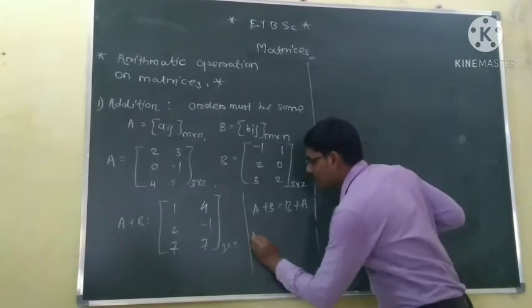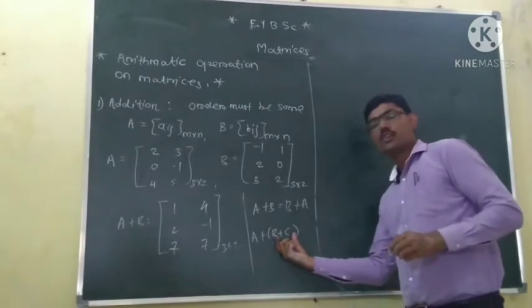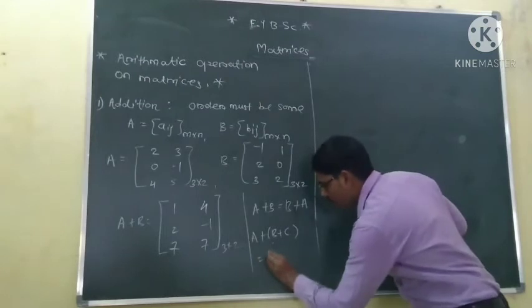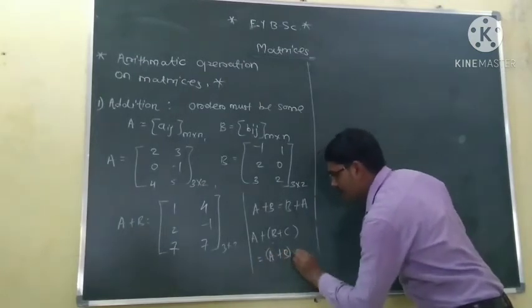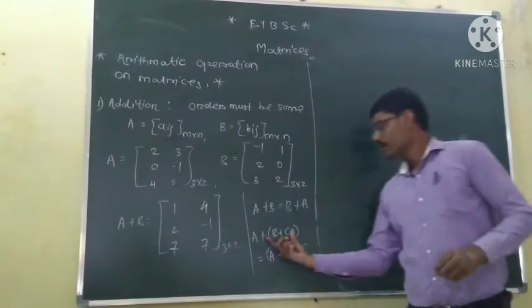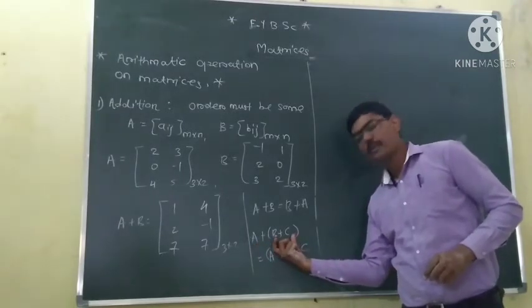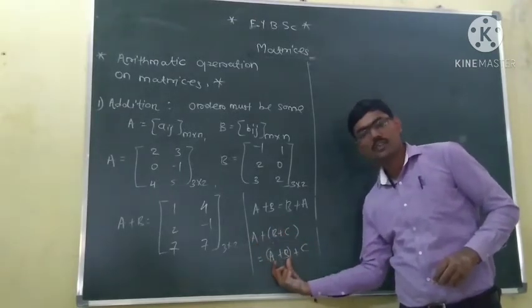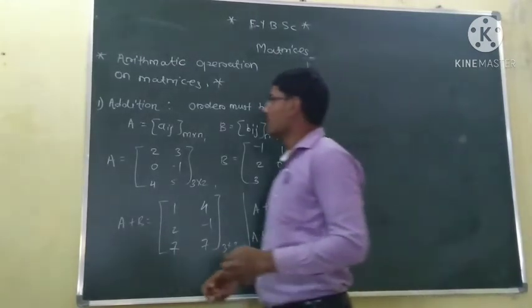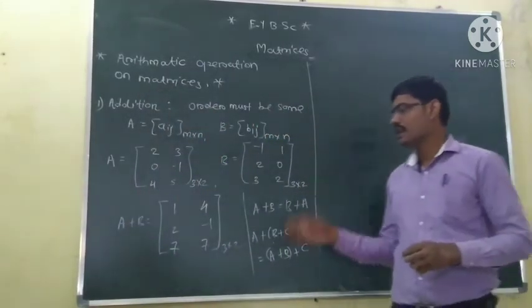Also, matrix addition is associative. That is, if you add two matrices B plus C and then add A, it is the same as adding the two matrices first A plus B and then C. This is the associative law. Matrix addition is associative. Either you add the first matrix and the addition of two matrices, or you can take the addition of the first two matrices and then add the other matrix. The addition will be same. So matrix addition is commutative as well as associative.